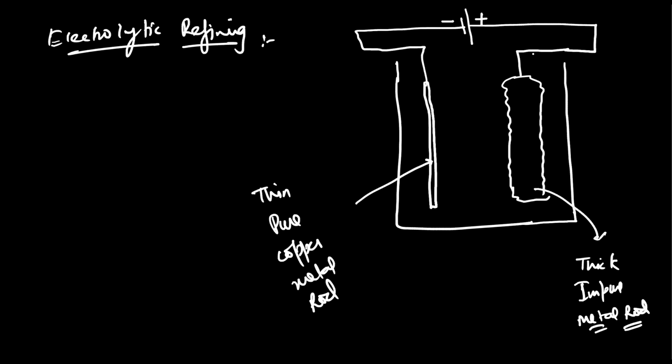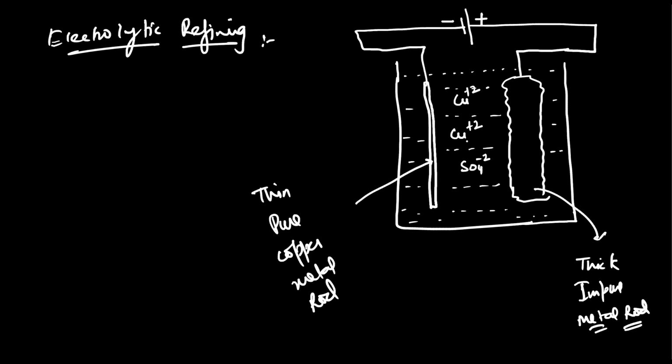Now, what is going to happen here? Let me explain. We add the same electrolyte. If we are purifying copper, then we will have copper sulfate as the electrolyte. Because it is an electrolyte, it will dissociate into ions: Cu2+ and SO4 2-. So I'm writing here Cu2+, SO4 2-.